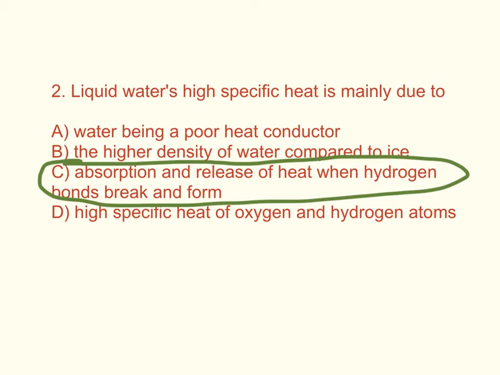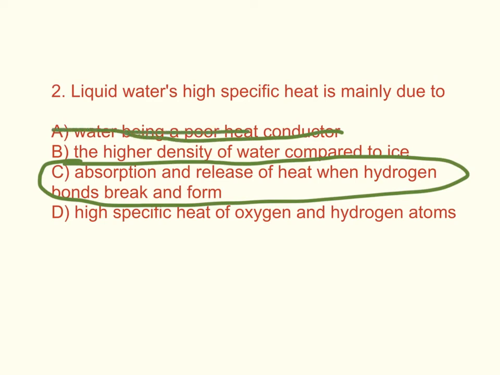Being a good heat conductor means that the material can allow heat to flow through it very easily. But having a high specific heat means that it takes a lot more energy to cause an increase in temperature. Now let's look at B, the higher density of water compared to ice. Well, water's high specific heat has very little to do with its higher density.